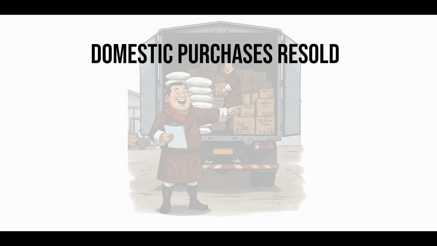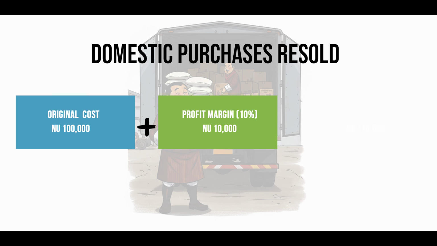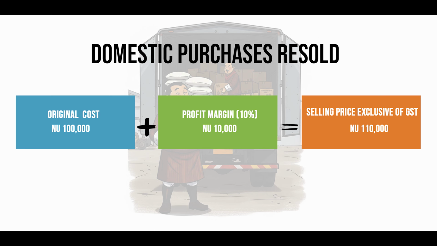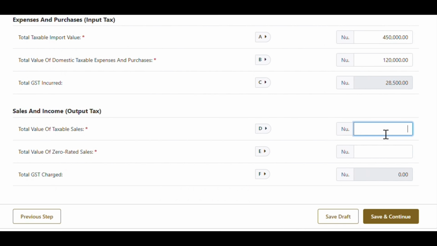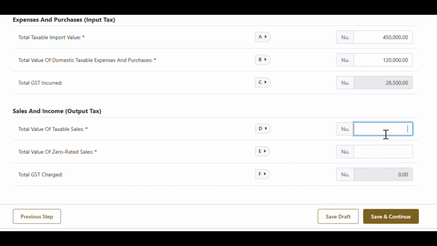Now, add the domestic purchases they are also selling. Domestic purchases resold. Original cost, Nultrum 100,000. Profit margin, in this case 10%, Nultrum 10,000. Selling price exclusive of GST, Nultrum 110,000. Total taxable sales equals Nultrum 495,000 plus Nultrum 110,000 equals Nultrum 605,000. Dawa enters Nultrum 605,000 in total taxable sales.